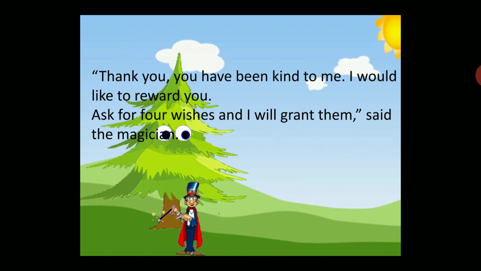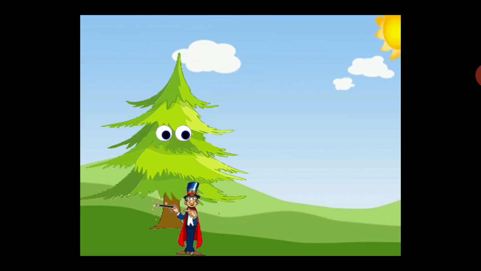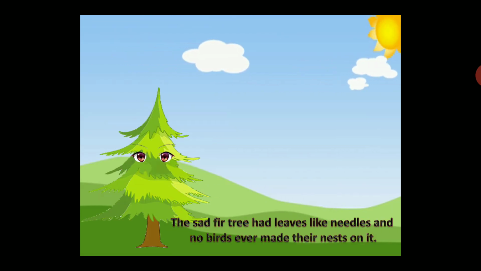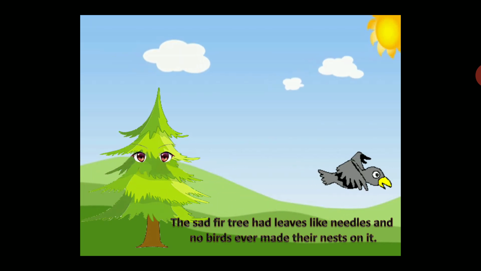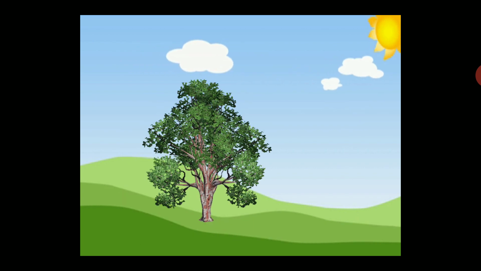Thank you. You have been kind to me. I would like to reward you. Ask for 4 wishes and I will grant them, says the magician. Who was the magician? Seti. The fir tree had leaves like needles and no birds ever made their nest on it. So it said, I wish I had green leaves like my other friends.